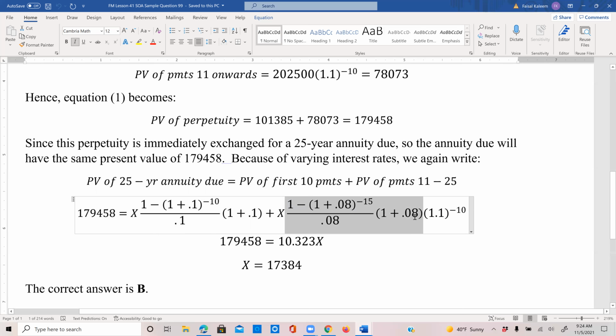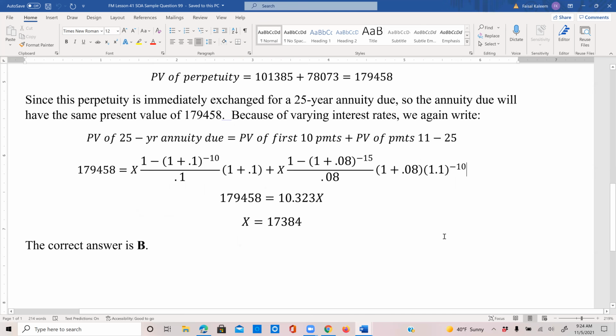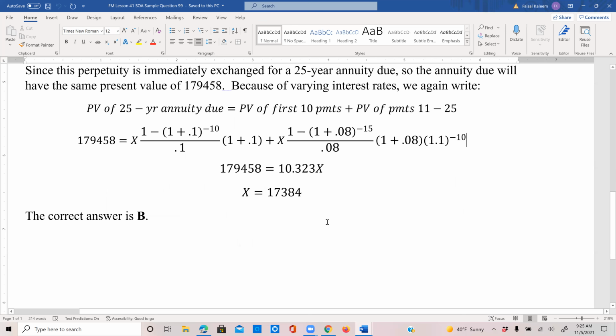Once again, this part is sitting at time 10. That's the annuity due formula, and then this factor pushes it from time 10 to time 0. When you simplify the right-hand side, we have X times something plus X times something. When you evaluate all this and add them up, you get 10.323X. Then when we divide by 10.323, you get 17,384. That's choice B.